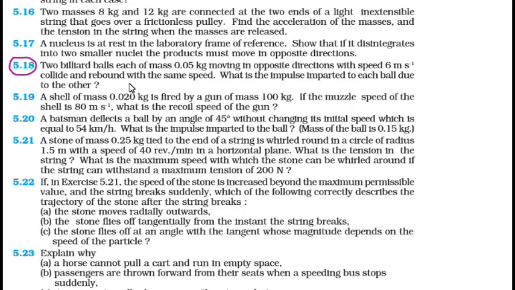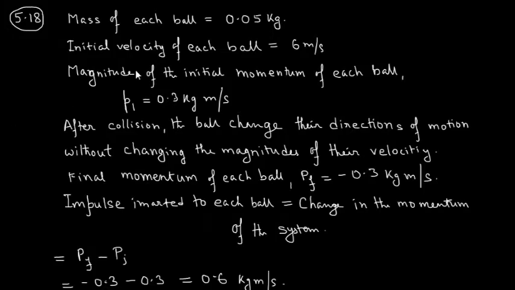Let us see the solution. Mass of each ball is equal to 0.05 kg. Initial velocity of each ball is equal to 6 meter per second. Magnitude of initial momentum of each ball Pi is equal to 0.3 kg meter per second. After collision, the balls change their direction of motion without changing the magnitude of their velocity. Final momentum of each ball Pf is equal to minus 0.3 kg meter per second.